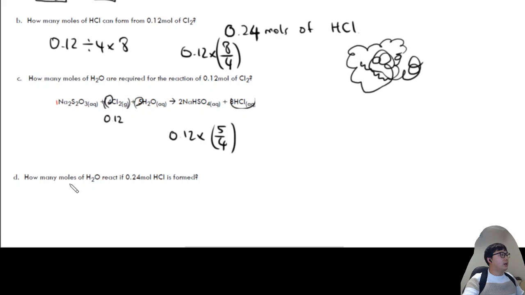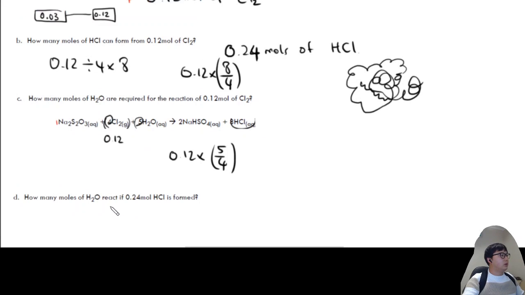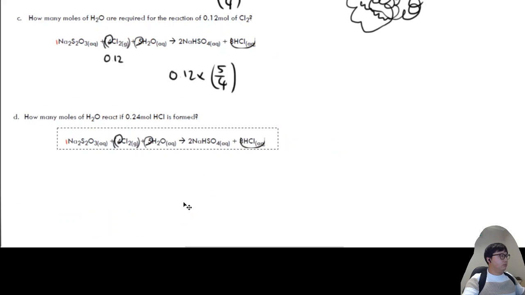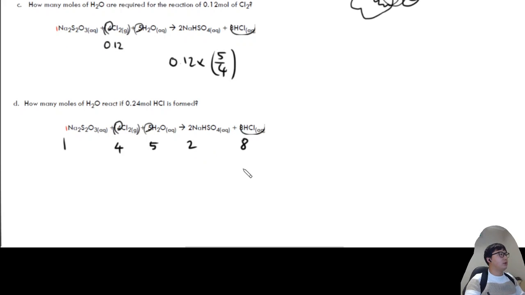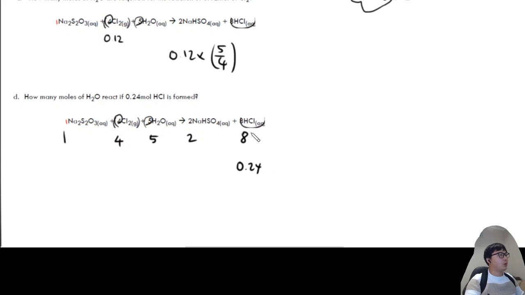Now, moving on to D, how many moles of H2O react if 0.24 of HCl produced? So, again, so that's 1, 4, 5, 2, 8. So if you have 0.24 being produced, how much water do you need? Okay.